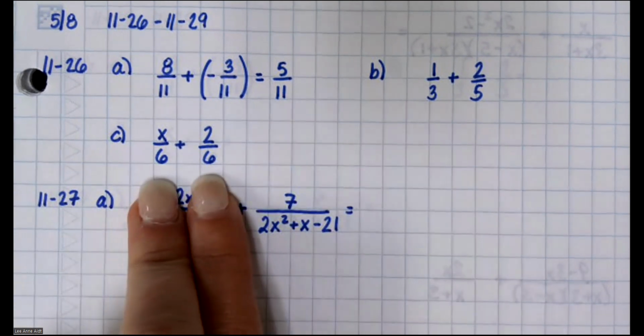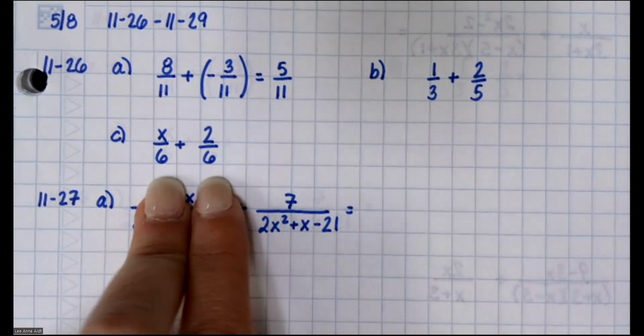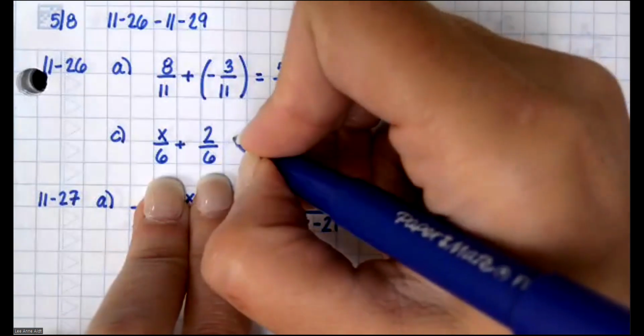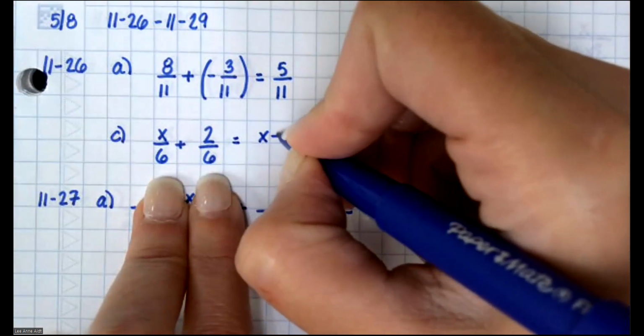Okay, now I want to go down to C because C already has a common denominator. So we add across the top.